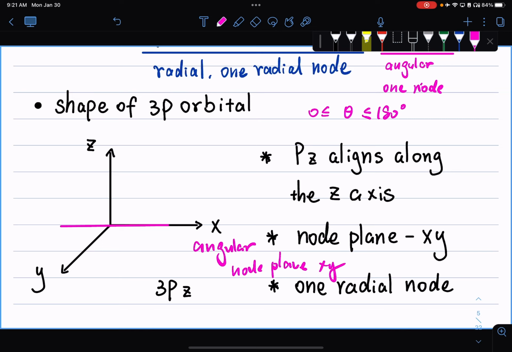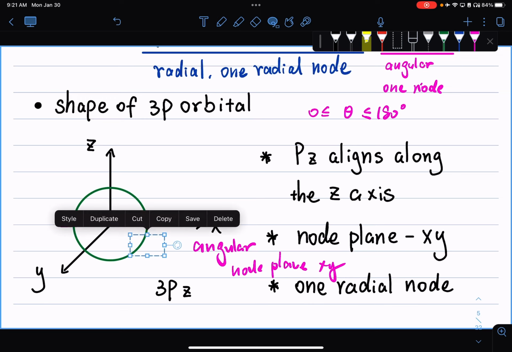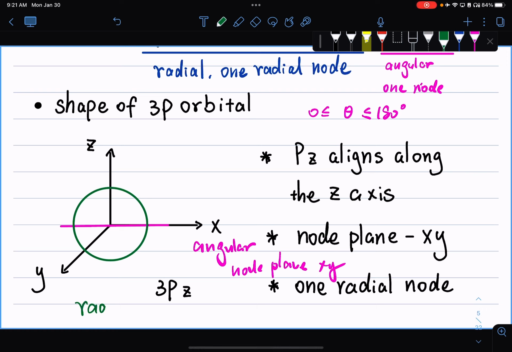That's xy. We also have the radial node, where I'm going to use a green color. This is something we solved when sigma equals 6. And remember, sigma equals ZR over a naught, so you can also solve for it. And then we can draw our dumbbell shape.